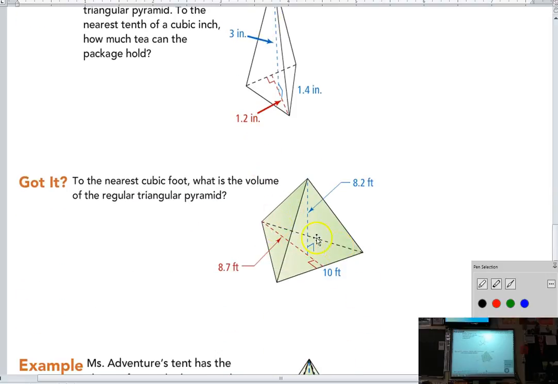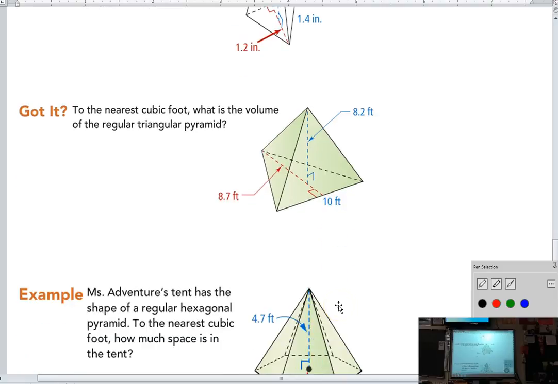On the back, middle of the page, got it. Go ahead and start working on this triangular pyramid. Now, stuff that we want to remember as we start this is our volume formula.